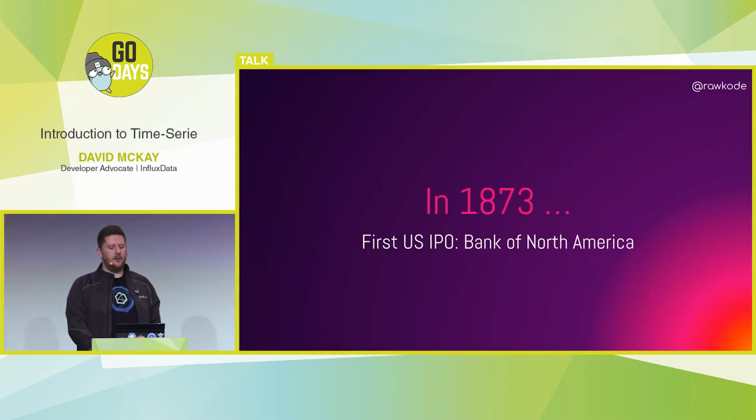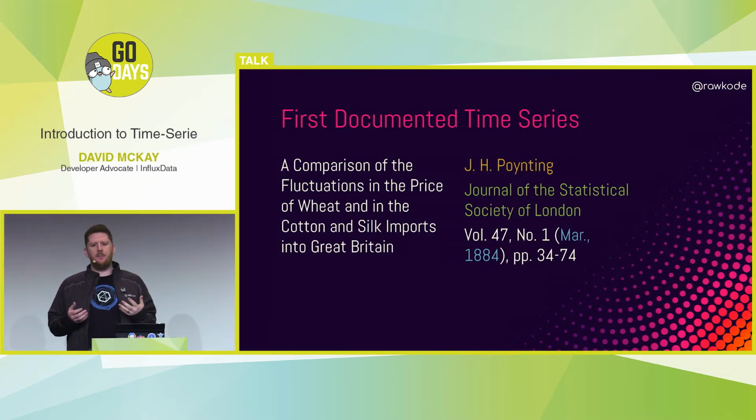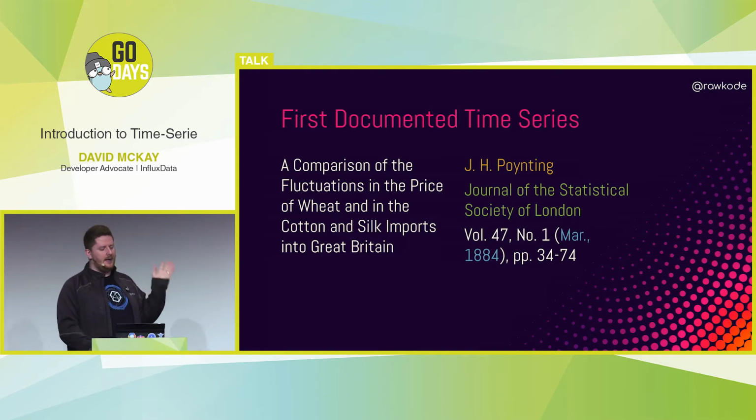The first IPO in the US was many years later. And then the first actual reference to time series as a term dates back to 1884. This is when the first paper was published that tried to build correlations between the import price of wheat, the export price of wheat, and the import price of other things: textiles, silk, cotton, and so forth. So people knew there were correlations between how much money was available within the country to put the price on the wheat, and that was always affected by the imports from other countries. That was the first documented time series that I could find, at least.